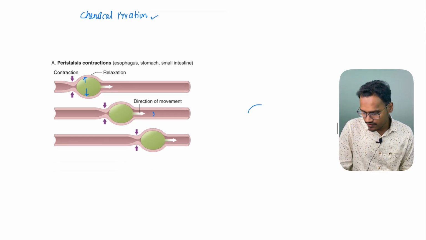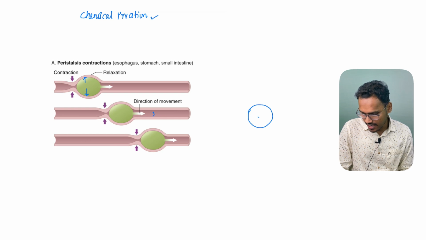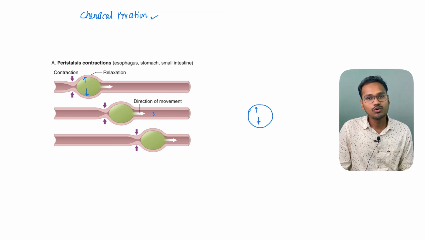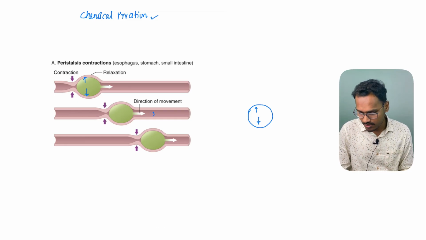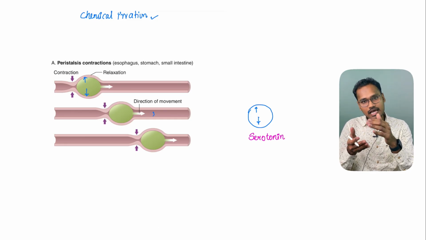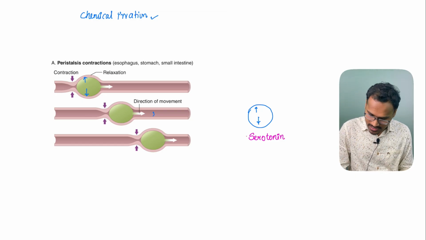So at the site of stretch, suppose for example, this is the site where the stretch is happening. What is the neurotransmitter released? This is not given in many of the books, but this is a very important neurotransmitter, that is serotonin. This is happening at the site of the stretch. Then the serotonin will go behind the bolus.